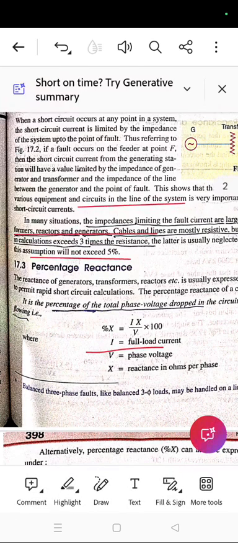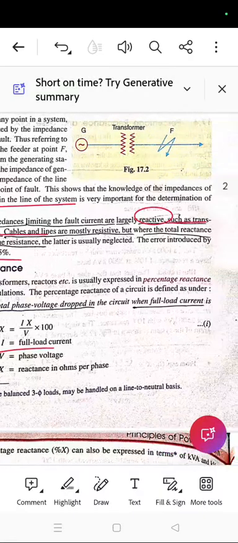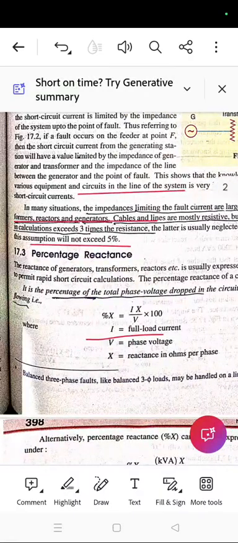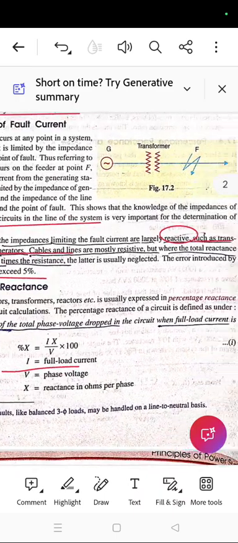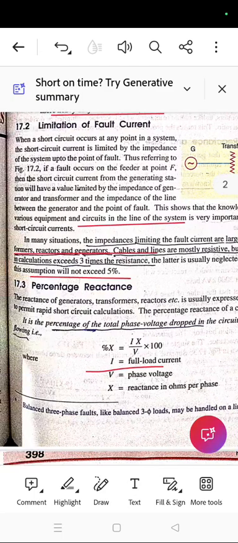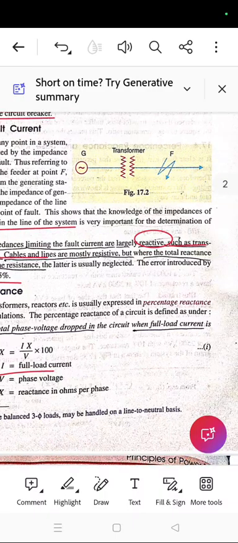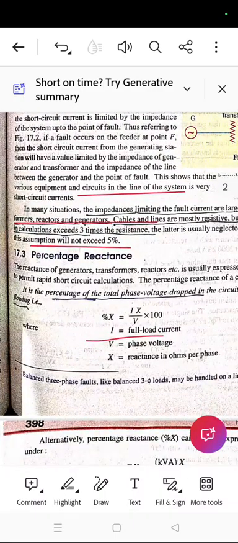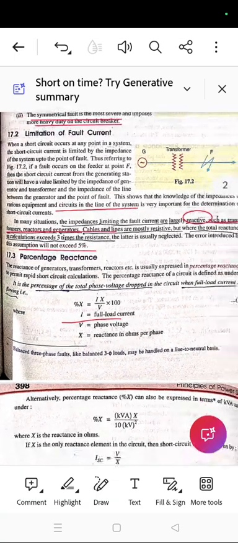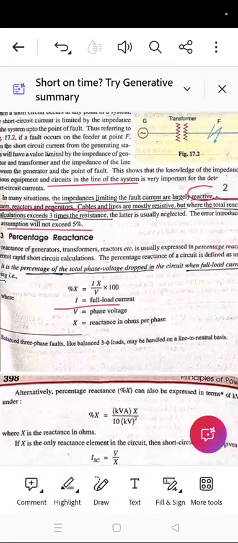Percentage reactance. The reactance of generators, transformers, reactors, etc. is usually expressed as percentage reactance. To permit rapid short circuit calculation, the percentage reactance of a circuit is defined as the percentage of the total phase voltage drop in the circuit when full load current is flowing. Percentage of reactance is the percentage of total phase voltage drop in the circuit when full load current is flowing.